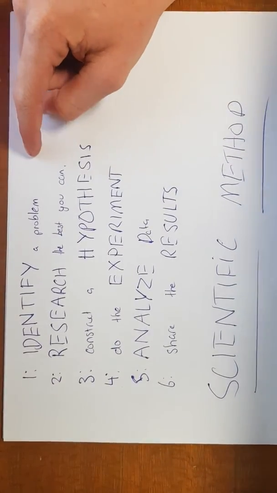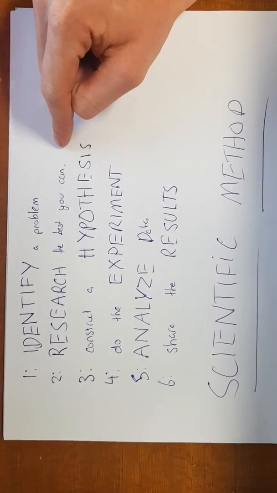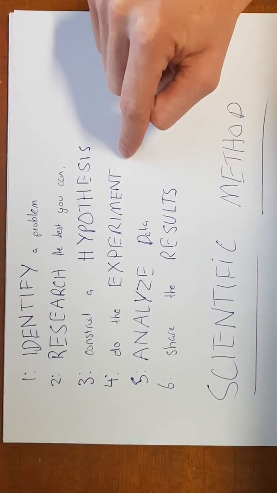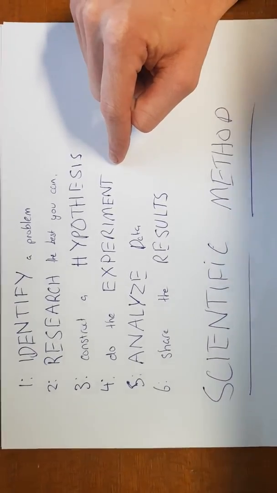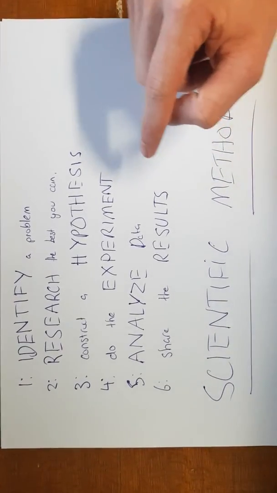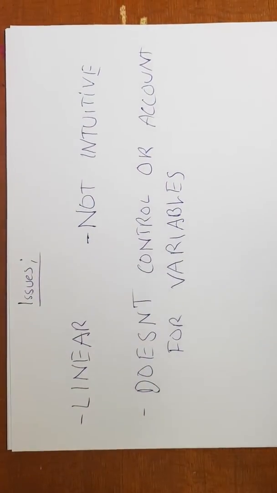Firstly, identify a problem. Secondly, research. Do background research. Thirdly, construct a hypothesis. Fourth, do the experiment with independent and dependent variables to test the hypothesis. Fifth, analyze the data and draw a conclusion. Sixth, share your results. But what is the problem of the scientific method?